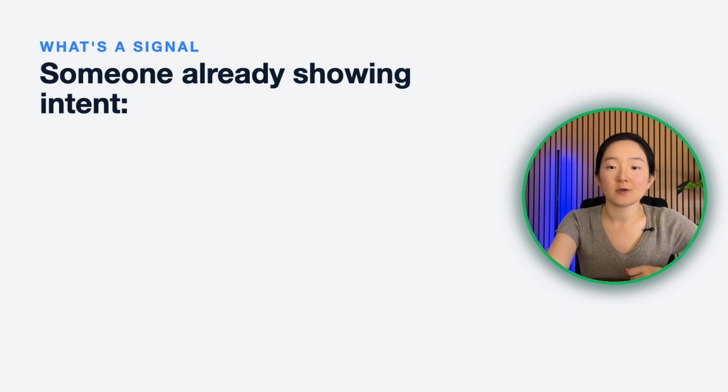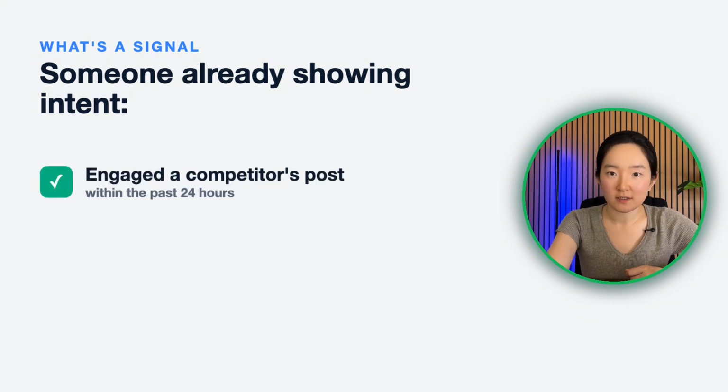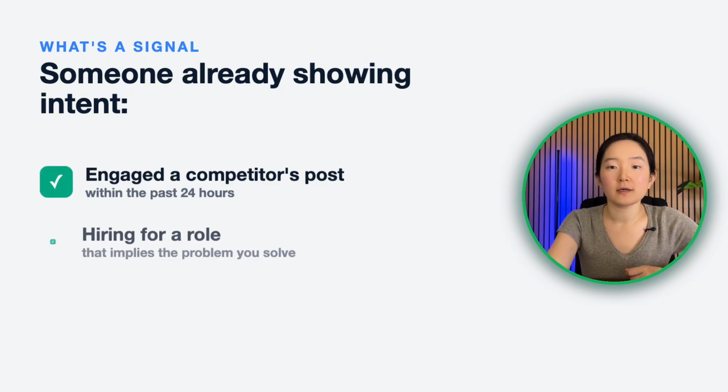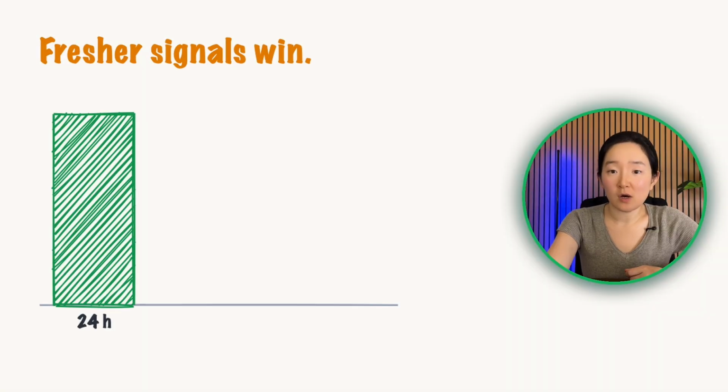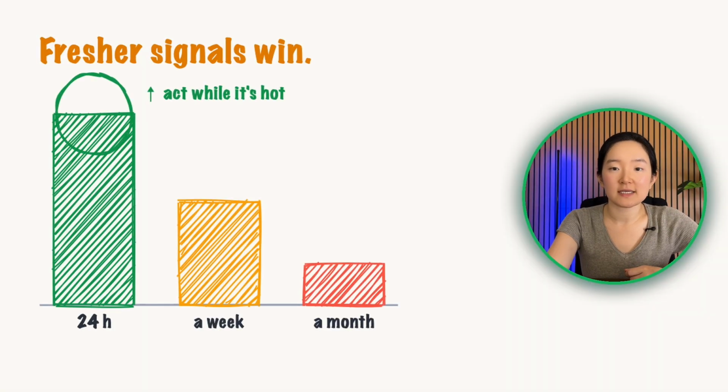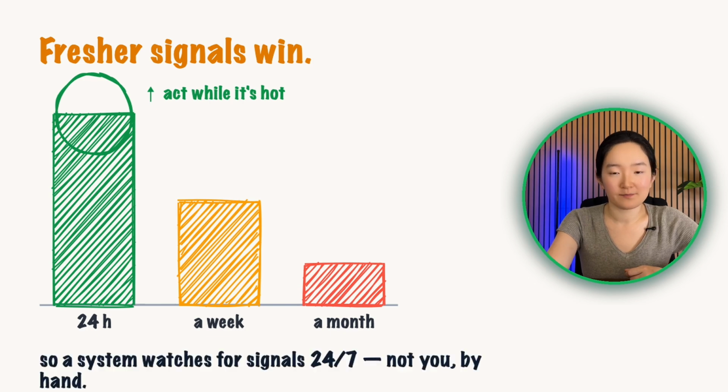For example, this person has engaged with a competitor's post within the past 24 hours, or someone hiring for a role that implies the problem that you solve, or anyone showing up in the topic your buyers talk about. A signal shown in the past 24 hours is much better than one from the past week or past months. So you really need a system that monitors for signals 24/7 instead of doing it manually.